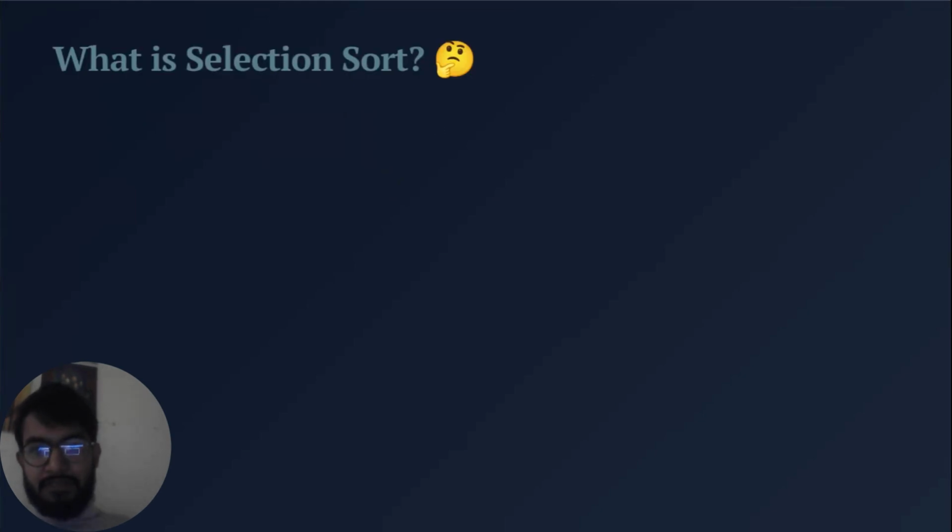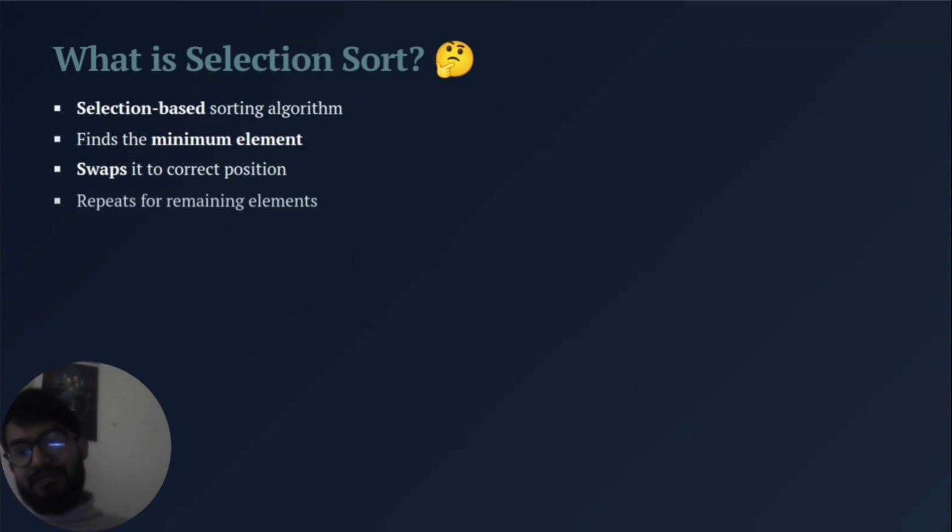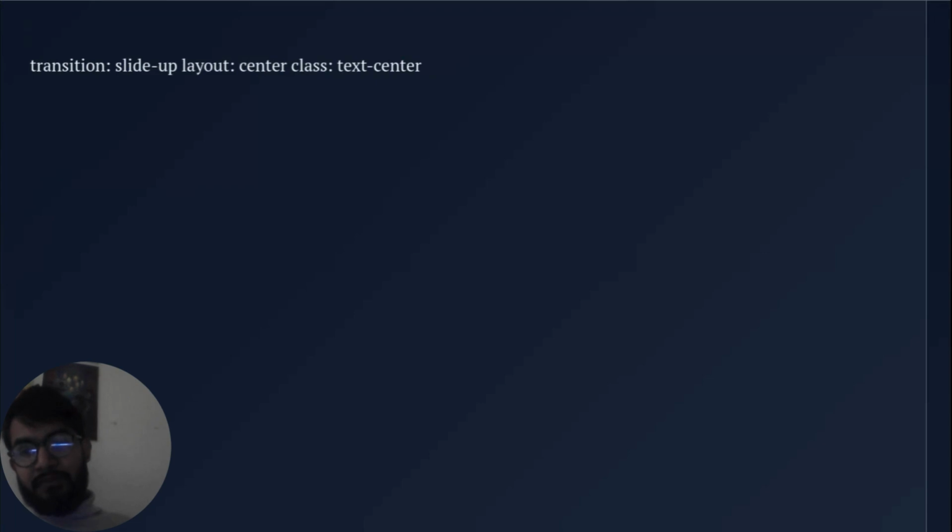So, what is actually the selection sort? The name actually tells everything. The name selection means it's a selection-based sorting algorithm. And the second thing is it needs to find the minimum element, and it needs to swap it to the correct position. I mean, I need to find the minimum element, then I need to swap it and place it in the correct position, and then the same thing is repeated for the remaining elements, and it's simple but inefficient for large sets of data.